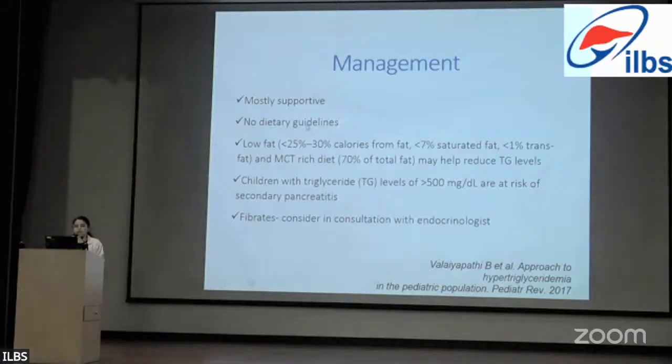There are no dietary guidelines, but on extrapolation from pediatric guidelines for hypertriglyceridemia, a low-fat diet containing low saturated fats and trans fats, and an MCT-rich diet, which could be the predominant source of fat, may help reduce the triglyceride levels. There is a theoretical risk of secondary pancreatitis if the triglyceride levels remain more than 500 milligram per deciliter, and fibrates can thus be considered in consultation with an endocrinologist and close follow-up of these patients.